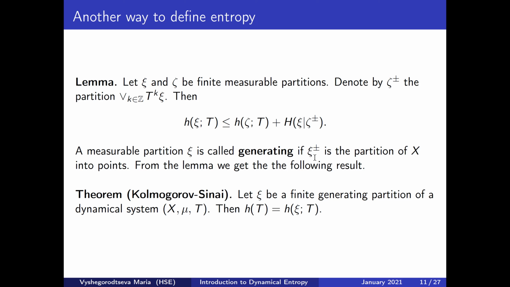So from the lemma that I have written in the beginning of the slide, we achieve the following result, a theorem by Kolmogorov and Sinai: if psi is a finite generating partition of a dynamical system, then the entropy of this dynamical system is equal to the entropy of this partition and T. So we just have to compute one entropy of psi and T, and we obtain the entropy for this dynamical system, and we don't need to take the supremum over all possible partitions.